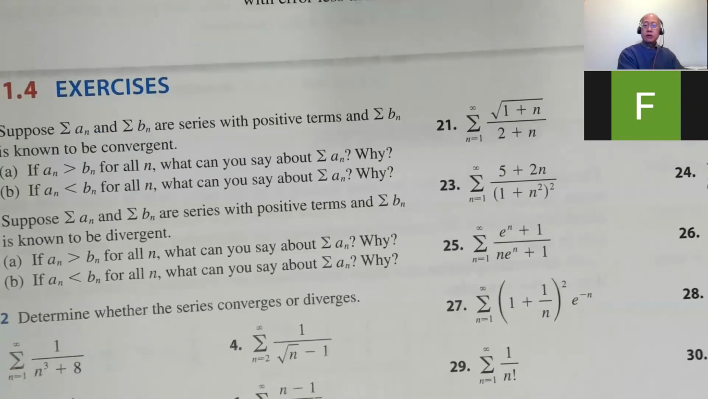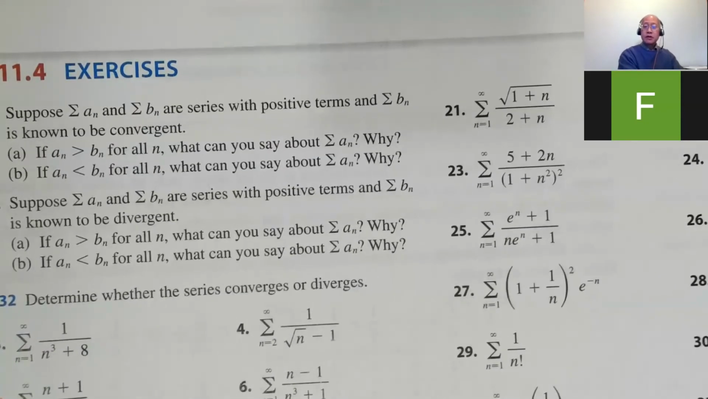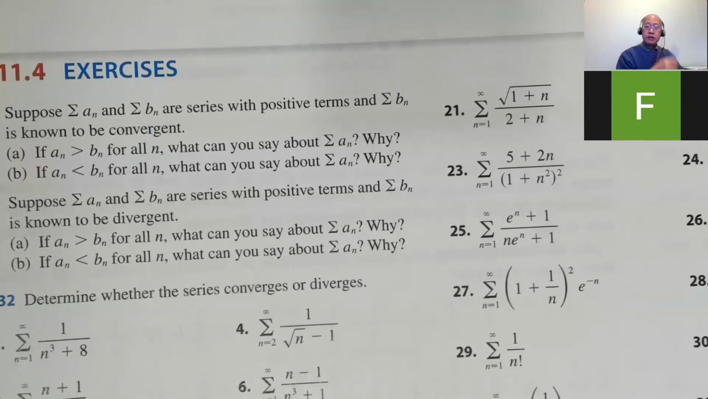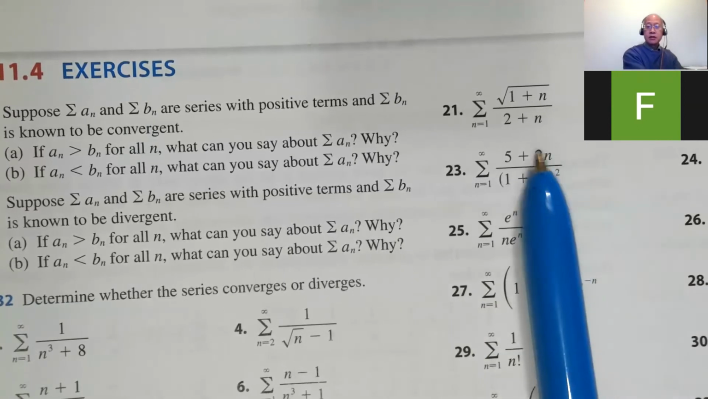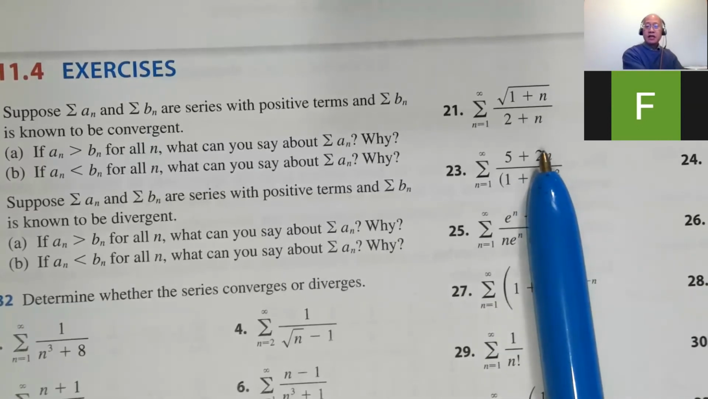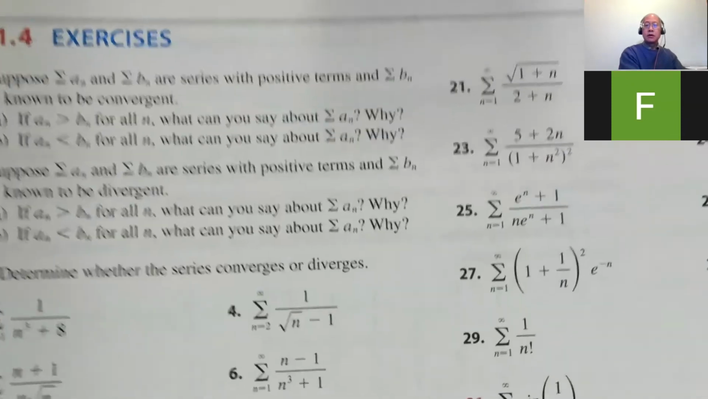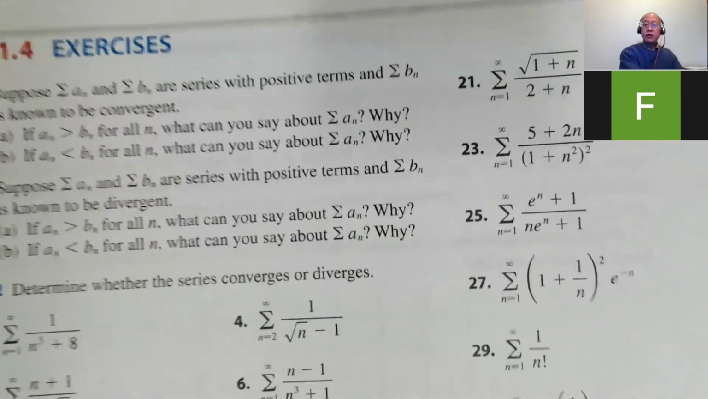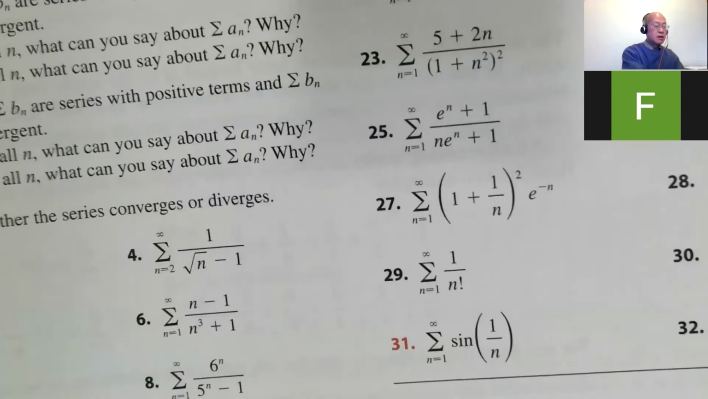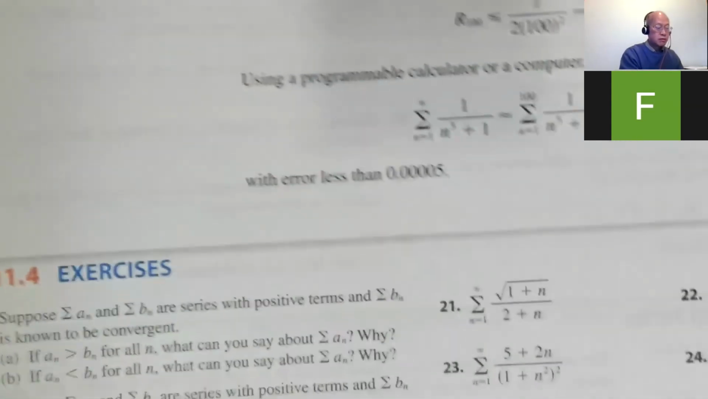Okay. 25, can you tell what drops into insignificance? Ones, right? Forget the ones. E to the n divided by n e to the n, that's like 1 over n. So compare it to the harmonic series, 1 over n. Okay, 27 we did, 29 we did, 31 we did. That's it, folks. Pretty much done.